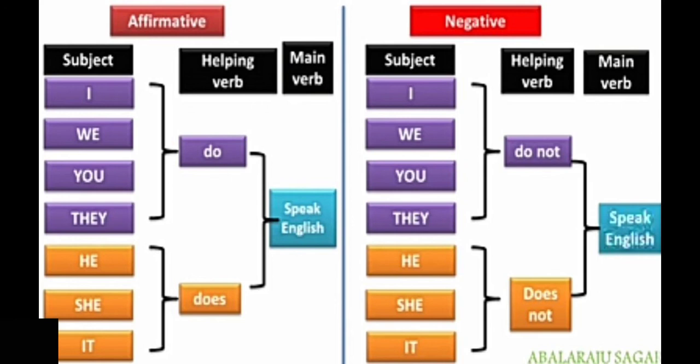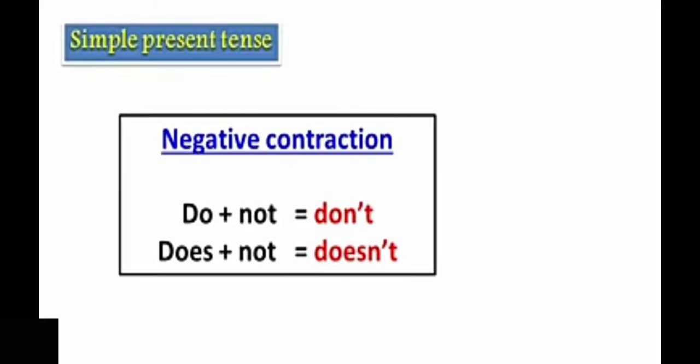Do not and does not, they are full forms. They can be written in contraction form. Do not can be written in the form don't, and does not can be written doesn't. Right? Next one, here it is the negative contraction. The negative statements will have the short form of do not and does not. Do not is written don't and does not is written doesn't, in this manner.